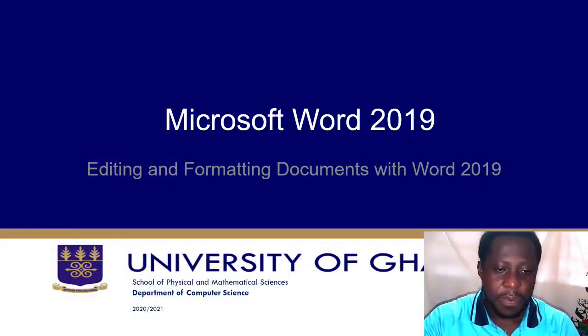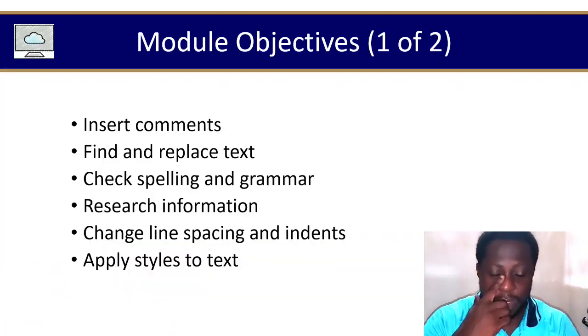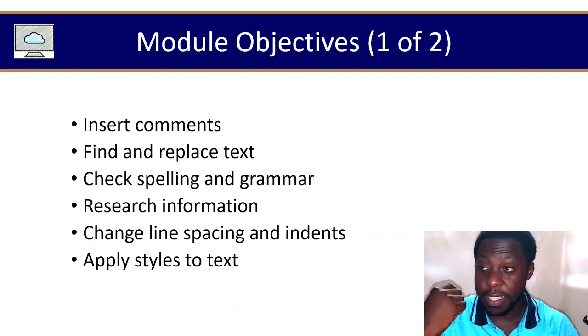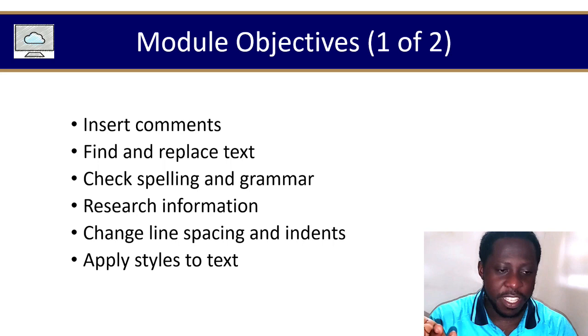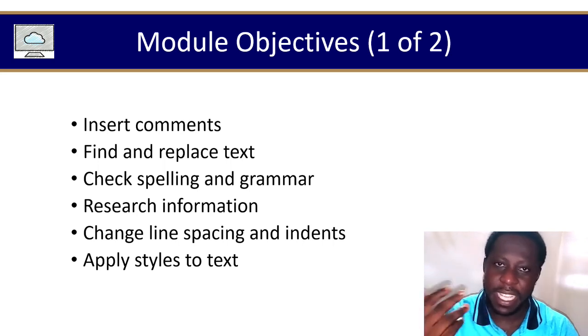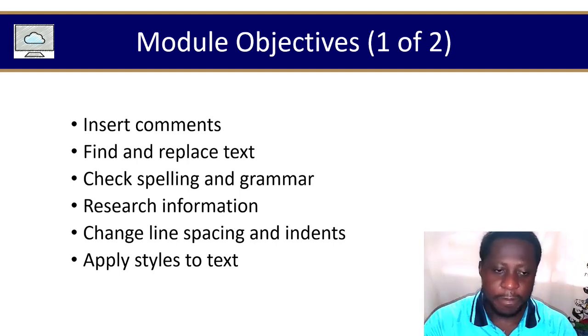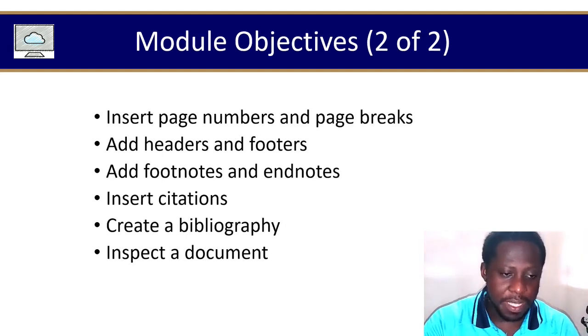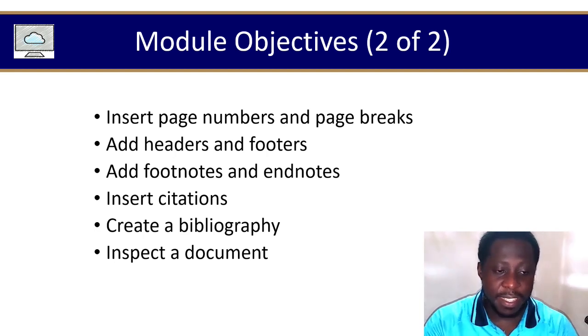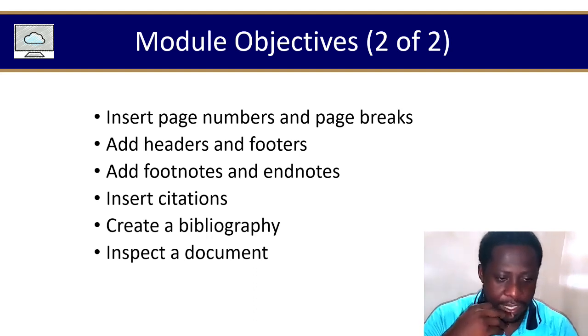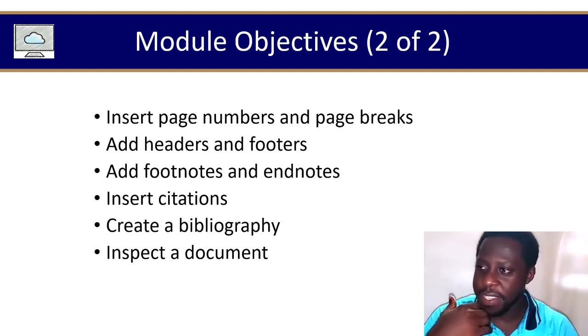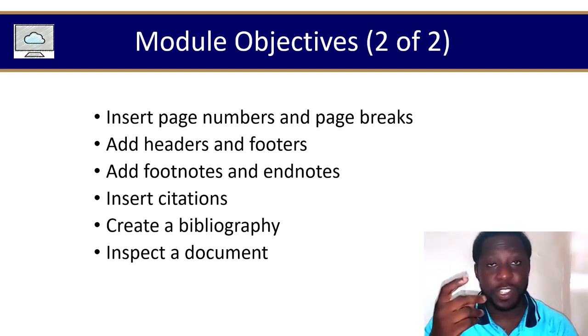Great. So we are going to look at these few objectives: inserting document comments, finding and replacing text, checking spelling and grammar, research information, changing line spacing and indents, applying styles to text. We're looking at inserting page numbers and page breaks, adding headers and footers, adding footnotes and endnotes. What exactly these terms even mean, we're going to look at them extensively. How to insert citations, creating bibliography and inspecting a document.